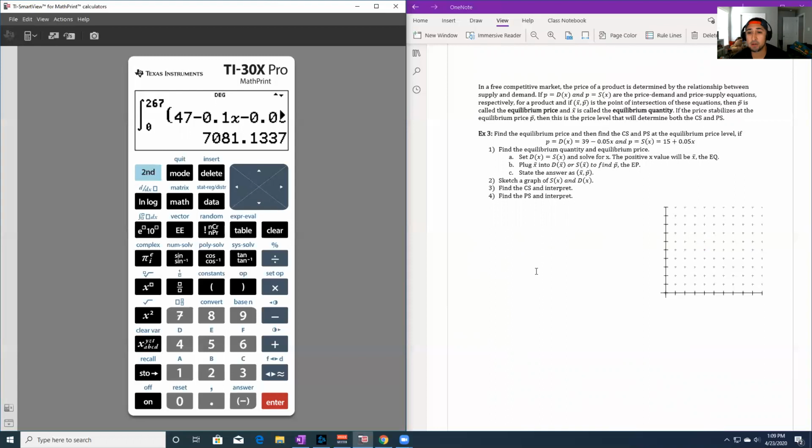Okay, so we're looking for equilibrium price and equilibrium quantity. Find the equilibrium price and then find the consumer surplus and producer surplus at the equilibrium price level if P equals D of X equals 39 minus 0.05x and P equals S of X equals 15 plus 0.05x. Find the equilibrium quantity and equilibrium price. So the first thing we're going to do is take D of X and set it equal to S of X and solve for X. This will give us X bar, the equilibrium quantity. So that's what we're going to do first.